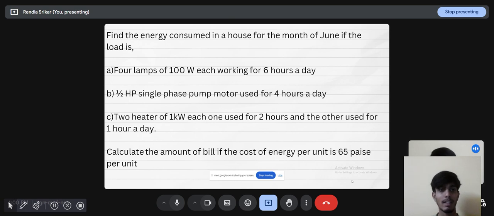So next, we have another numerical. Find the energy consumed in a house for the month of June if the load is 4 lamps of 100 watts each working for 6 hours a day, and we have a half HP single phase pump motor used for 4 hours a day, 2 heaters of 1 kilowatt each, one used for 2 hours and the other used for 1 hour a day. We must calculate the amount of bill if the cost of energy per unit is 65 paise per unit.